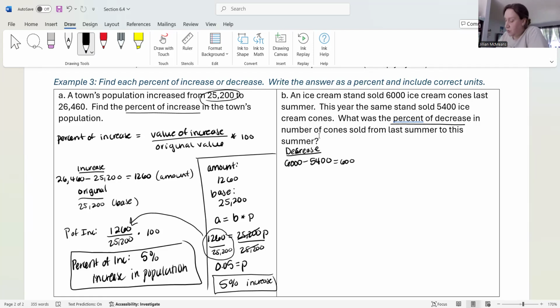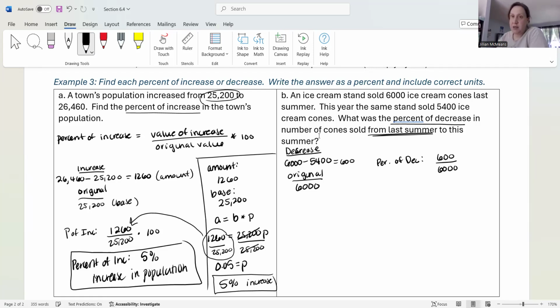Now the original value. It says an ice cream stand sold 6,000 ice cream cones last year. This year they sold 5,400. What was the percent of decrease in the number of cones sold from last summer? So that tells me that last summer was the original. So we get that the original value here was 6,000. So the percent of decrease is going to be 600 divided by 6,000.